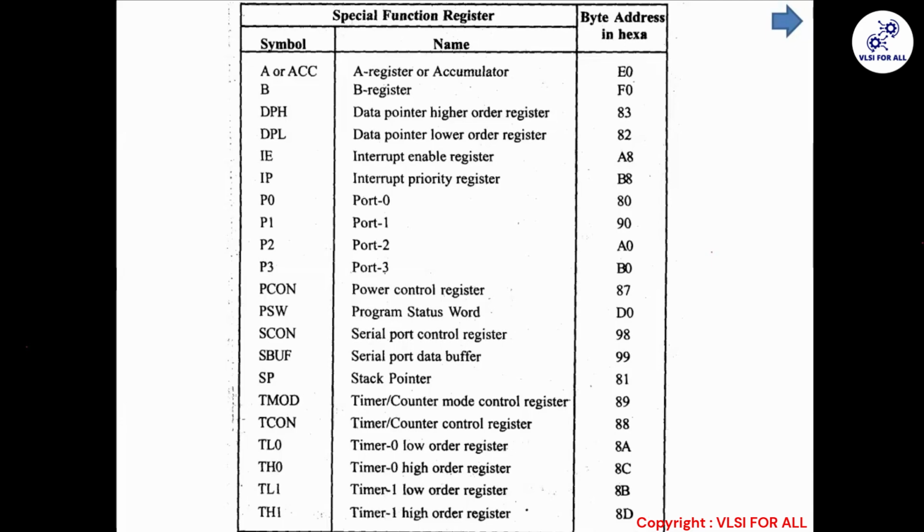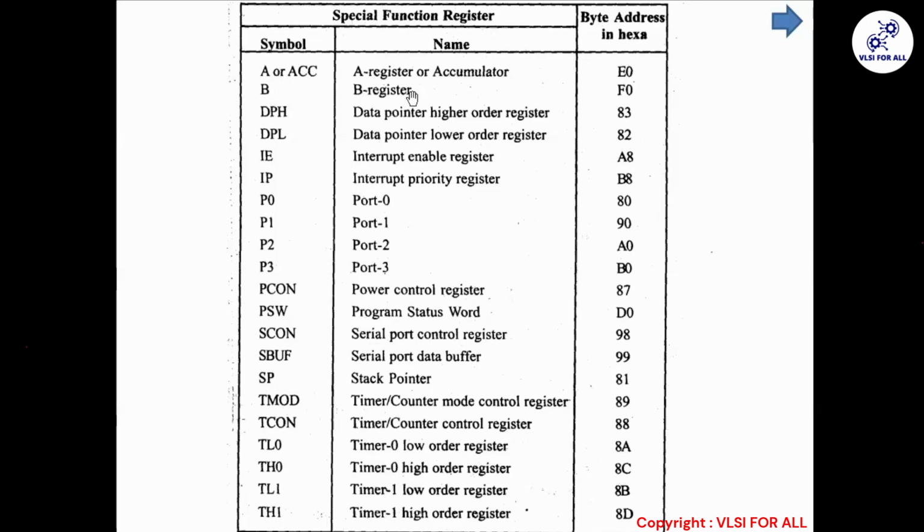So look, these are the SFRs. A or ACC, the A register, is called the accumulator. What is the address in hexadecimal? E0 is the address. Where is it available? Obviously, everything is in RAM. When you go for input output, you can store something and you can access it, so it has to work both ways. When both-way operation is required, it has to be in RAM. So at what location of RAM is it available? E0 location of RAM, right?